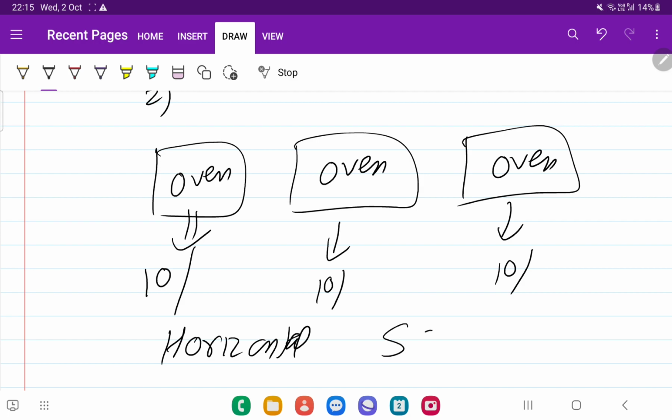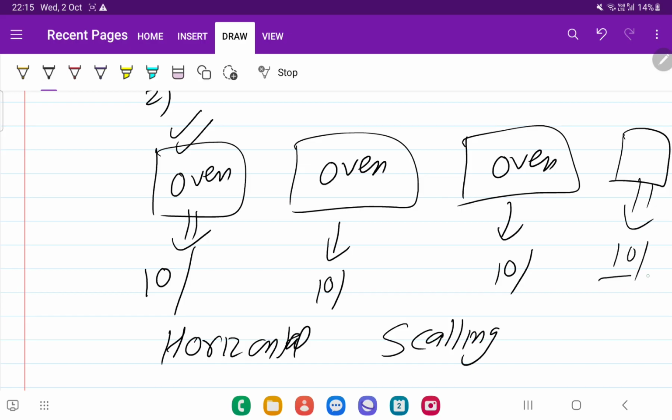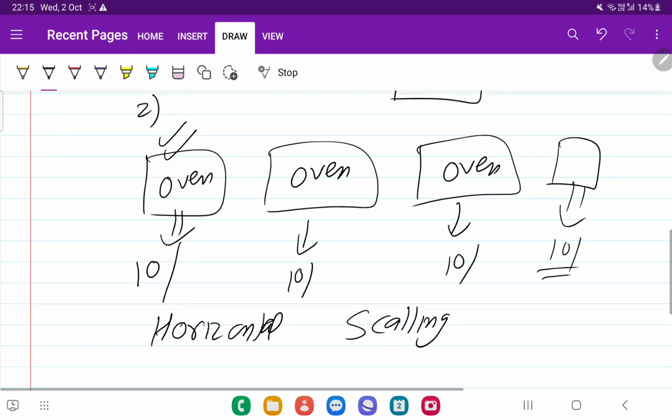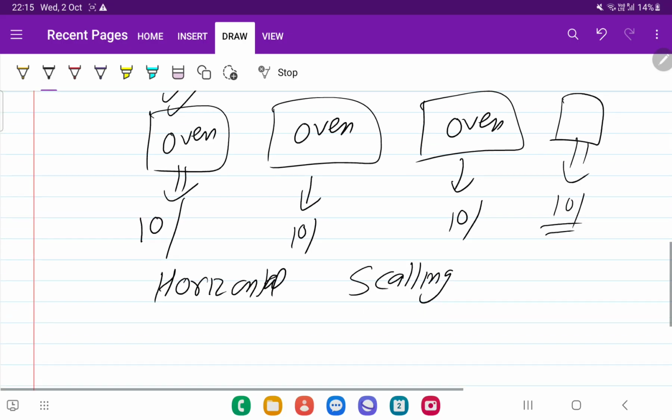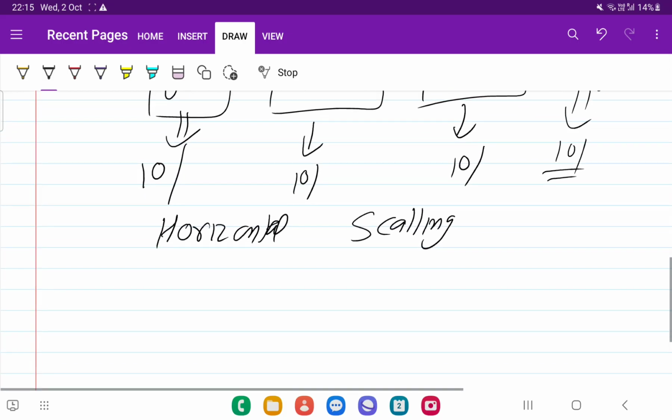What is this known as? Horizontal scaling. So instead of increasing the size of the oven, what we are doing is bringing multiple ovens. Okay, so basically we are adding more resources to handle the load. Now let's say we have a demand of 40 pizza per hour, so now we can install one more oven and that can again deliver 10 pizza per hour.